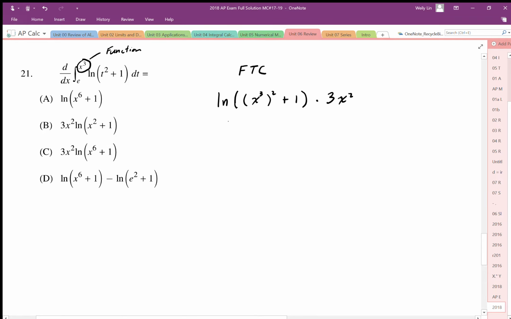So when I simplify this, I end up with log of x to the power 6 plus 1, 3x squared. So when I take a look at this, this is b. Oops, not b. That's going to be c. So taking a look at the answers here, this answer here involves just substituting in, but not applying the chain rule. So you have to just be very careful of that one, where we have to make sure we apply chain rule.